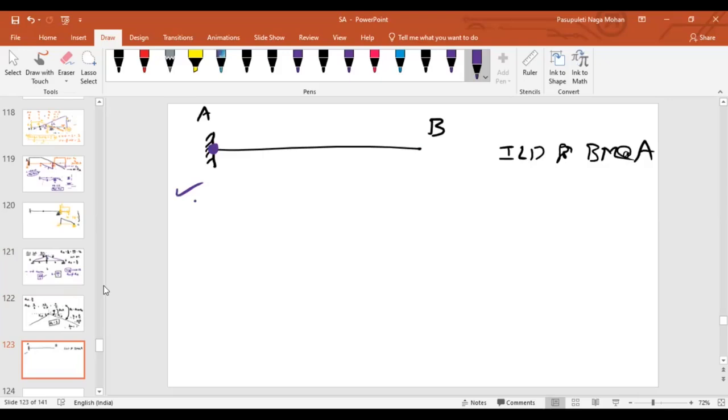What is the difference? Sir, here there won't be any slope at B, sir. No, not about that. Look at point A. Wherever we want to draw, at point A, how many members are connected? At point A, you have only one member connected, right? AB. What about in the previous case?